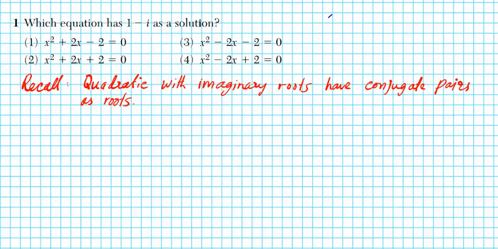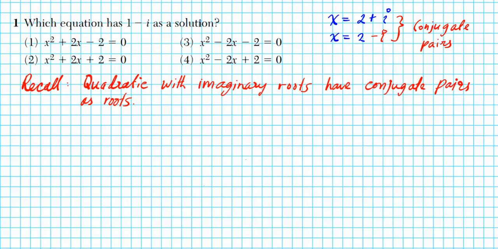So let's consider an example. For example, if x equals 2 plus i is one root of a quadratic equation, guess what? x equals 2 minus i must be the other root. Okay, so these are called what? They are called conjugate pairs. So we've been provided with one of the roots, 1 minus i. So now we're to find the quadratic equation that results in this root, okay?